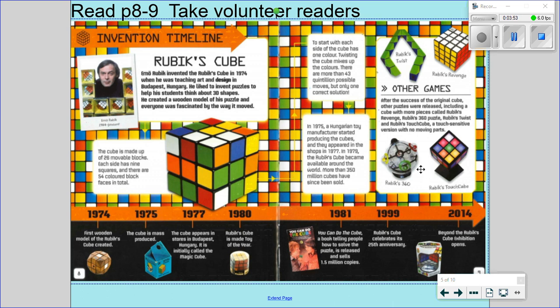Okay, have any of you ever solved the Rubik's Cube? I've never actually managed to do it, so I'm quite intrigued if any of you have beaten Miss Hendy to solving a Rubik's Cube.